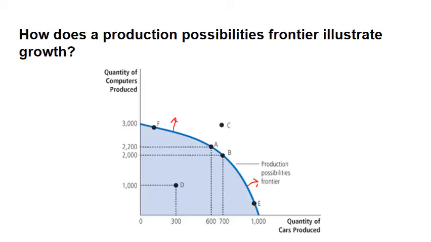Suppose, for instance, that we obtain more resources. If we have more resources, we can put them to use to produce computers, or we can put them to produce cars, or some combination. With more resources, the production possibility frontier would shift out from the blue line to something like the red line.